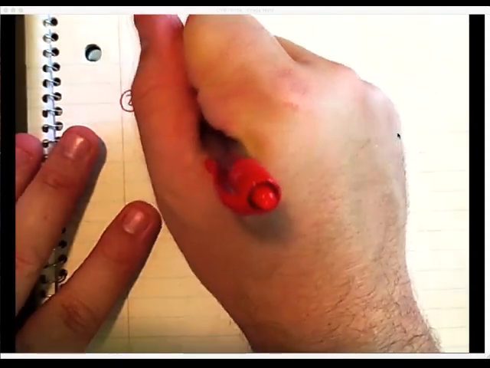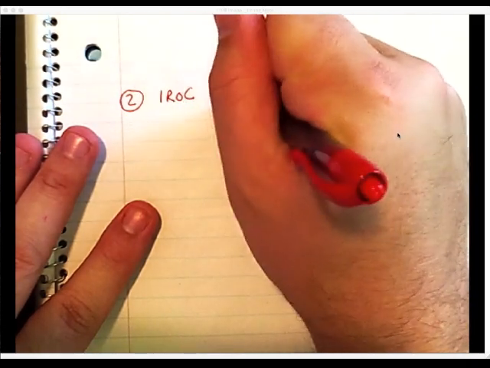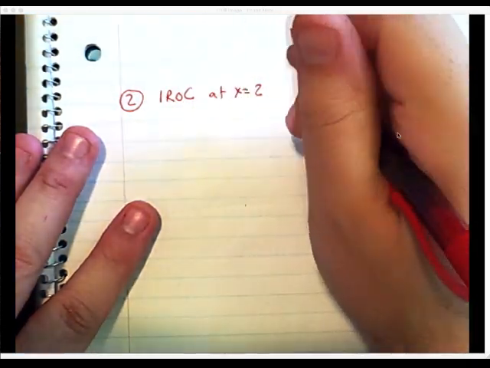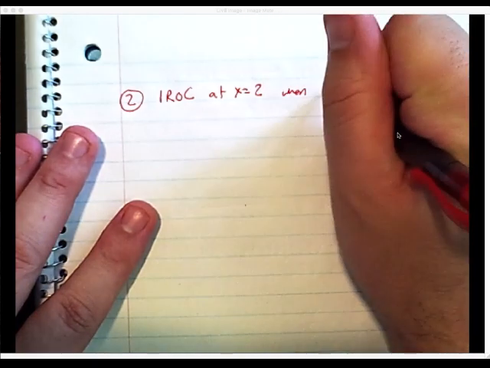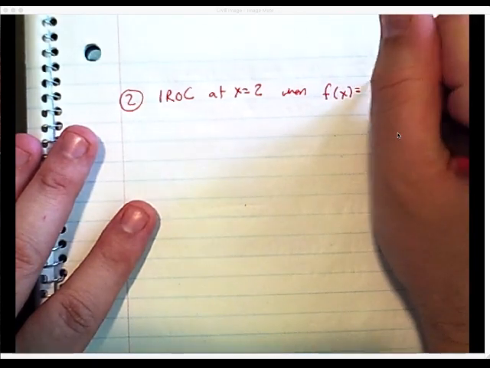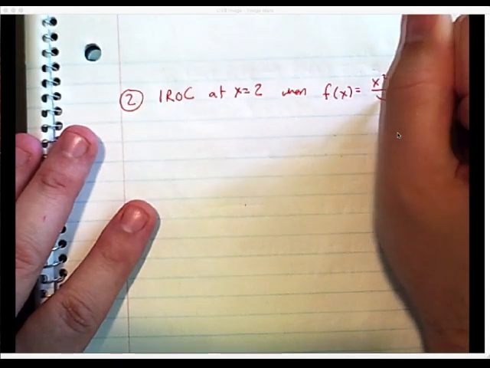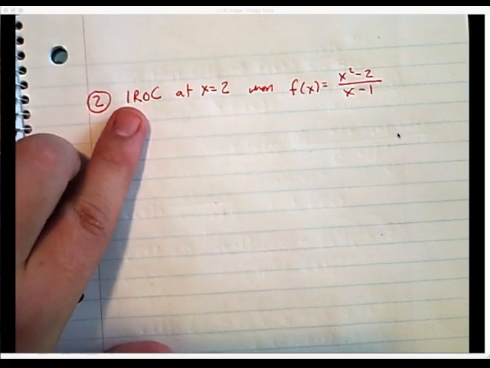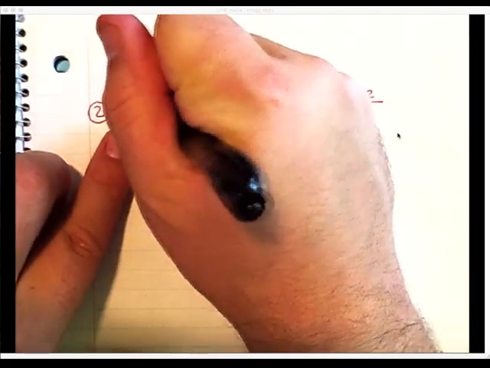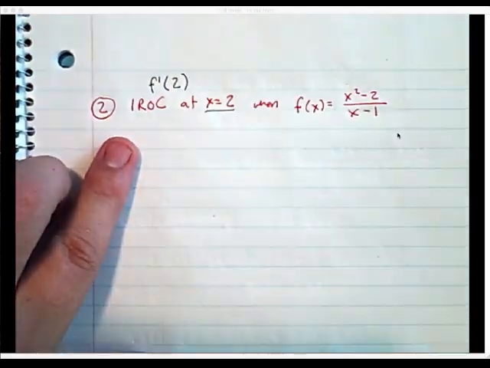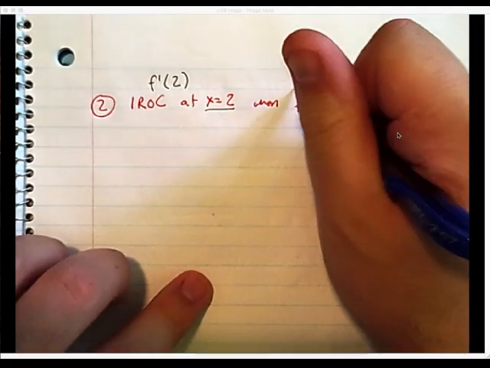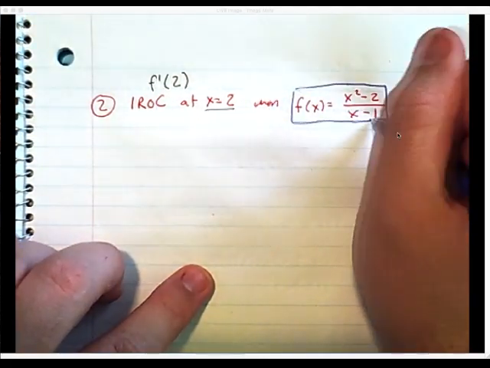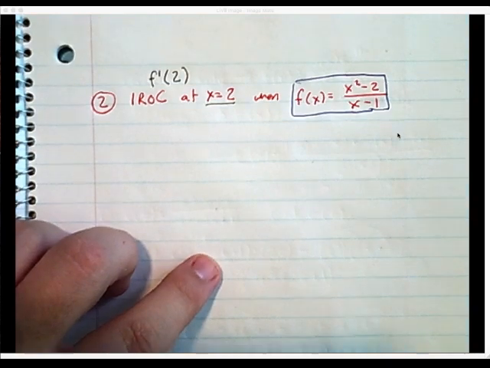Number 2 says, what is the instantaneous rate of change at x equals 2 when the function is f of x equals x squared minus 2 over x minus 1. So let's think about what they really want me to find here. Instantaneous rate of change is another name for derivative evaluated at that x value. So I'm trying to find f prime of 2. That's what the question's asking for. Here's my function. Notice that the function is a quotient. It's a division problem.